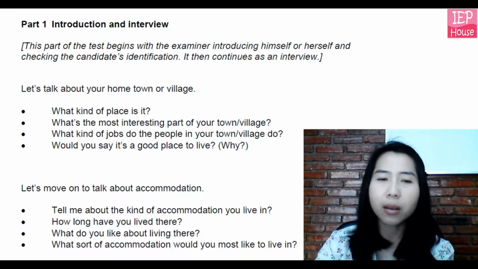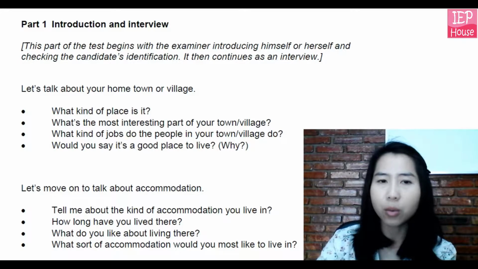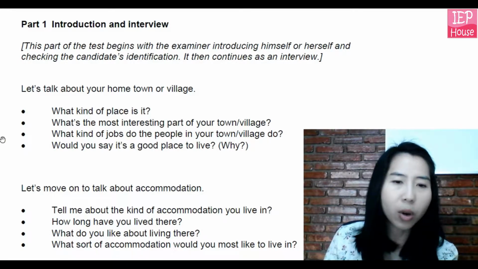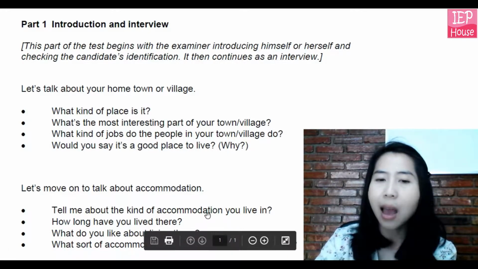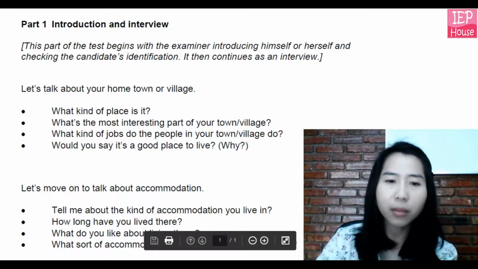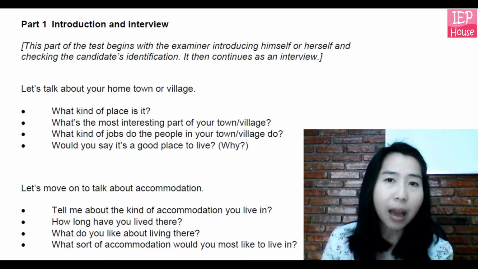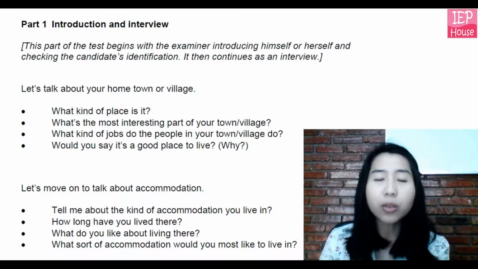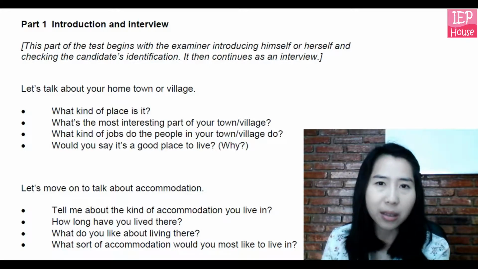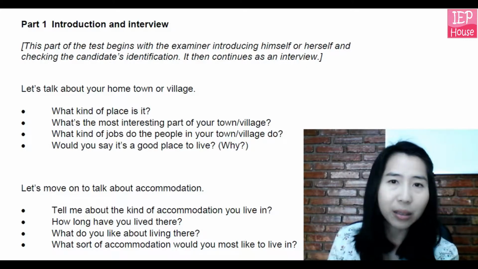You see that the words in the questions are very simple. These are words that you should know already. So there's not a very difficult word that I can see here, or maybe one that you probably don't know, the word accommodation. But in part 1, you are not allowed to ask the examiner to explain a word for you. What you can do is you can ask the examiner to repeat a question if you didn't hear it clearly.